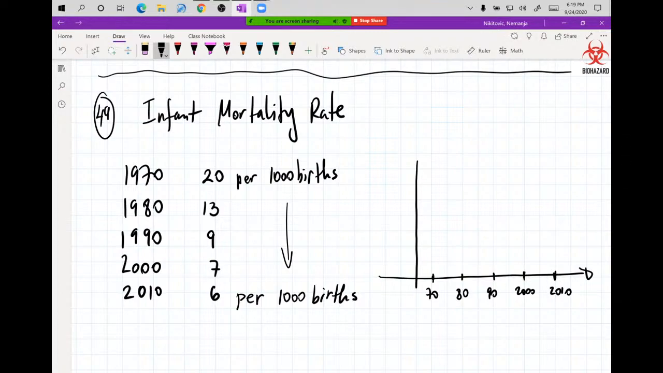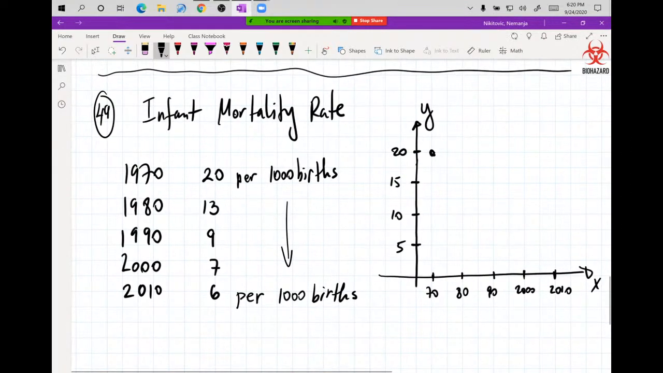And over here, I'm going to have, let's go like this, 5, 10, 15, 20. So this is the rate of deaths per thousand on the y-axis, and on the x-axis is again the year that you're collecting the data. So we start with 1970 with the highest infant mortality rate, which is there.